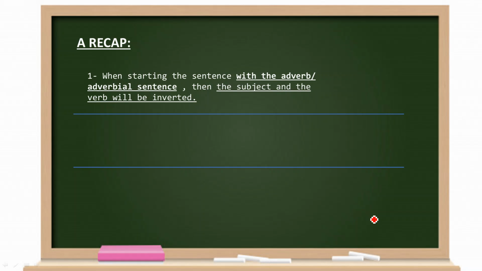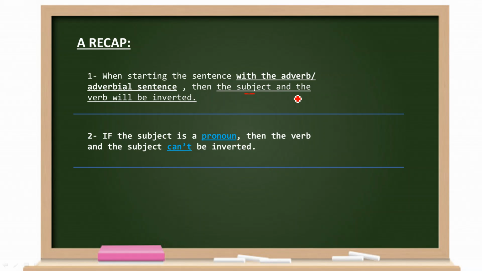Okay, let's do a quick recap. Number one, when starting the sentence with the adverb or adverbial sentence, then the subject and the verb will be inverted. عندما تبدأ الجملة أو نضع الجملة الظرفية المكانية أو الظرف في بداية الجملة, يجب أن نقوم بتبديل الأماكن ما بين الفعل والفاعل بحيث يأتي الفعل قبل الفاعل. Number two, if the subject is a pronoun, then the verb and the subject cannot be inverted. في حال كان الفاعل هو عبارة عن ضمير, لا يمكن أن نقوم بتغيير الأماكن ما بين الفاعل والفعل, فبتكون ترتيب الجملة adverb, subject pronoun, and verb.